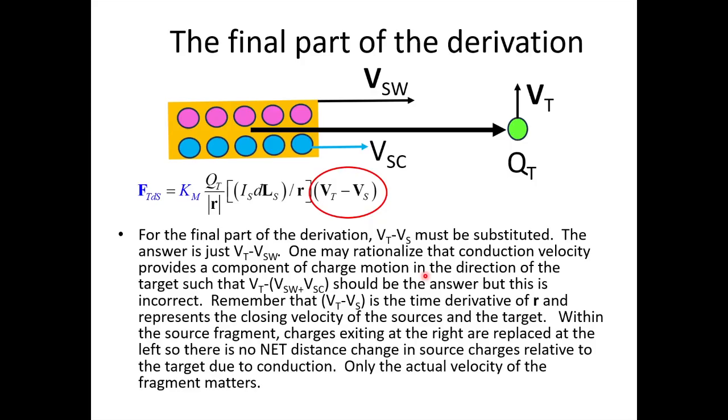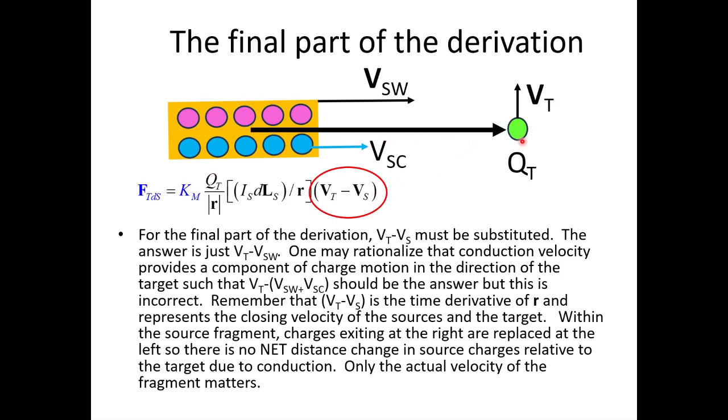Okay, so I want to get now to the final part of the derivation that we're going to use to show you something wonderful. In this last part of the derivation, we still need to substitute the velocity of the target and the velocity of the source. Now, this part here, when you go back to the original derivation in the electrogravity series, is actually the derivative of R. This is how quickly this mechanism here, this differential fragment, or this disturbance, is closing with the target. That's what that is.